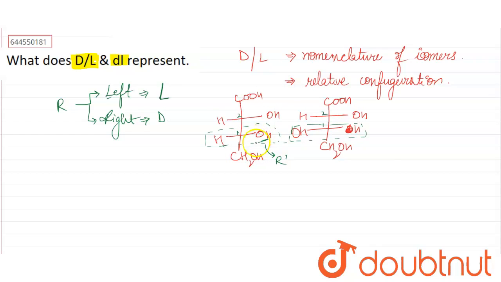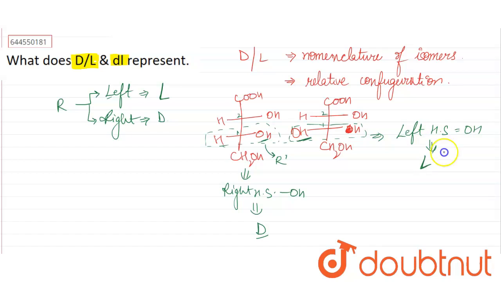Here the R group, or the OH group, is on the right hand side, so we call it the D isomer. And here we can see OH is on the left side, so we call it the L isomer. This is how we use capital L and capital D.